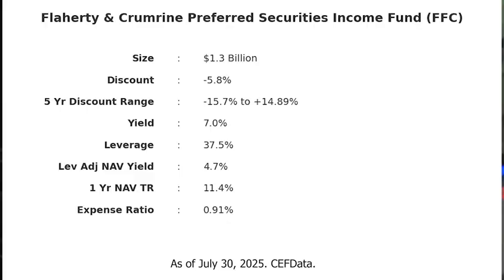Let's look at a really well-known old closed-end fund in the space, the FFC. It's the Flaherty Crumrine Preferred Securities Income Fund. It's a $1.3 billion fund. It's at a 6 discount. Its 5-year range is from like a -15 to a +15. We've had an interesting 5-year period, as you know, Jane, and it's giving you a 7 yield, but with 37% leverage, it only has to do 4.7 to fuel that.